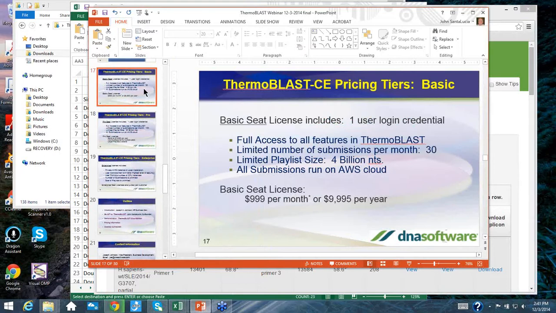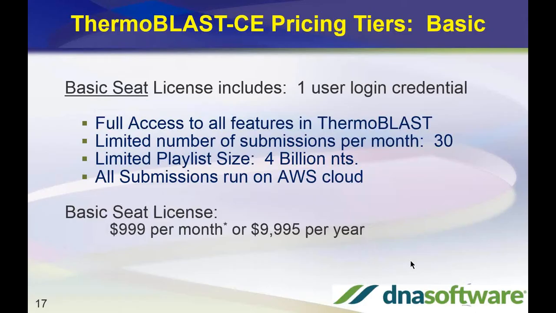To put that into reference, the human genome is 3 billion, so that would allow you entire bacteria diversity panels and other playlists along with the human genome. And all these submissions will be run on the Amazon Web Service Cloud. Seat license starts at $999 a month, or it can be purchased for $9,995 annually.